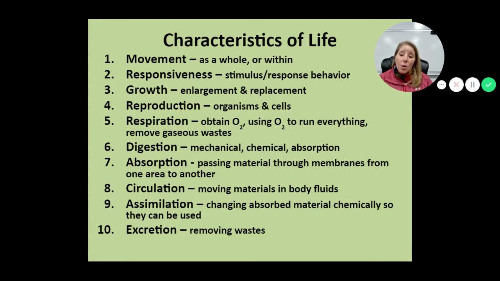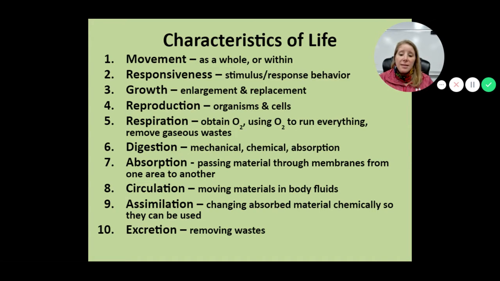All living things absorb. They pass materials through membranes from one to another. This happens in our digestive system for the nutrients to go from our stomach into our blood. This happens from our cells to get rid of the waste back into the blood. This happens from our blood to our kidneys. This happens from our lungs, where the gas goes past those membranes into the blood, and vice versa for the carbon dioxide. All living things will then circulate. They move things around. The lymphatic system and the cardiovascular system both do this.